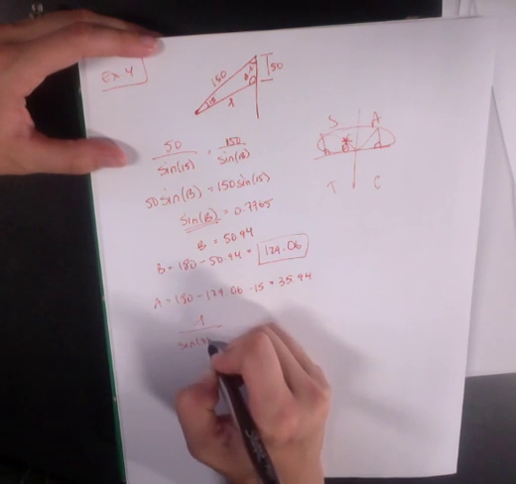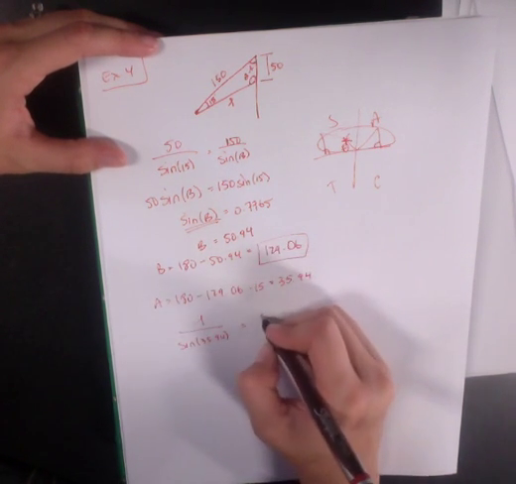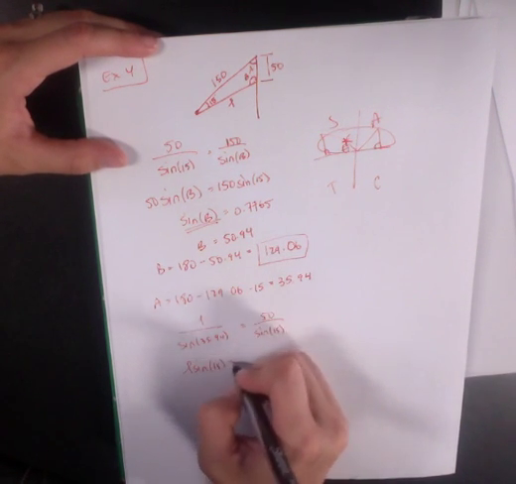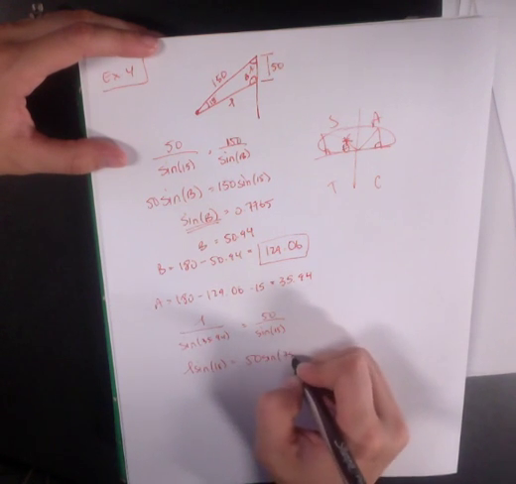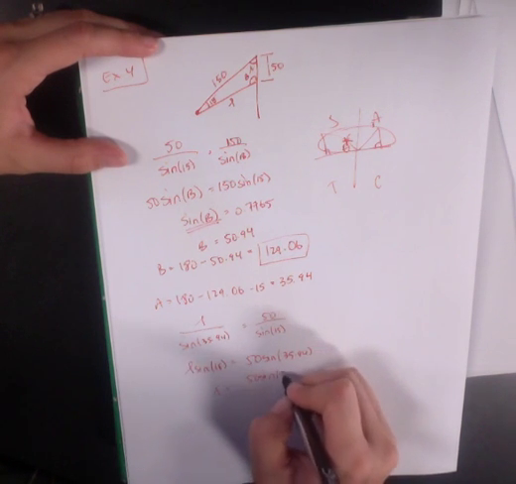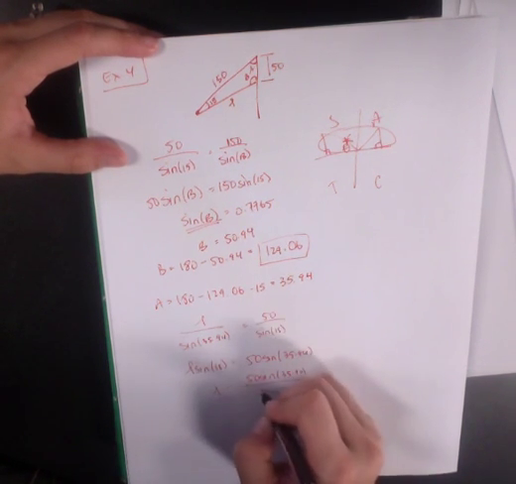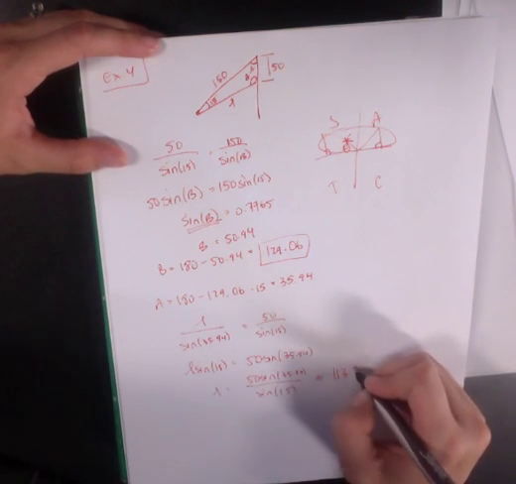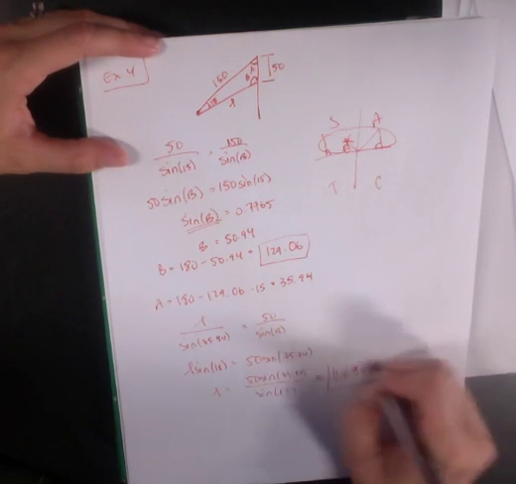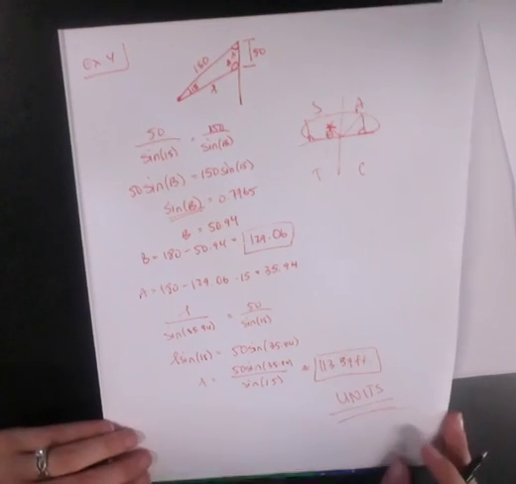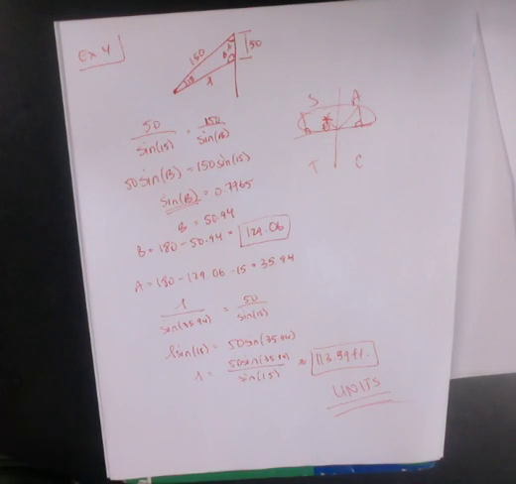L over the sine of 35.94 is 50 over the sine of 15. So L sine of 15 is 50 sine of 35.94. So L is 50 sine of 35.94 divided by the sine of 15, which gives me about 113.39 feet. Don't forget units. Very, very important. You will be docked points for not having units. Super important that you remember that.